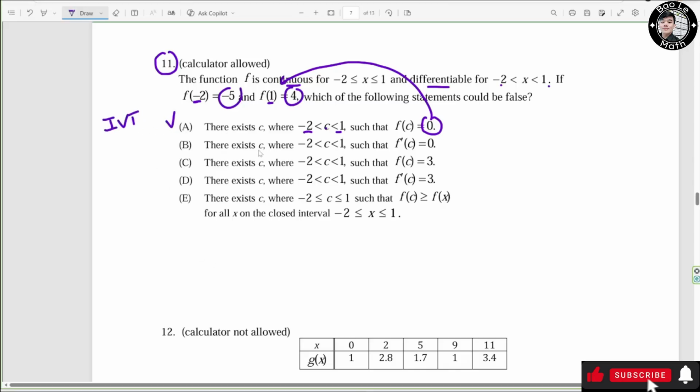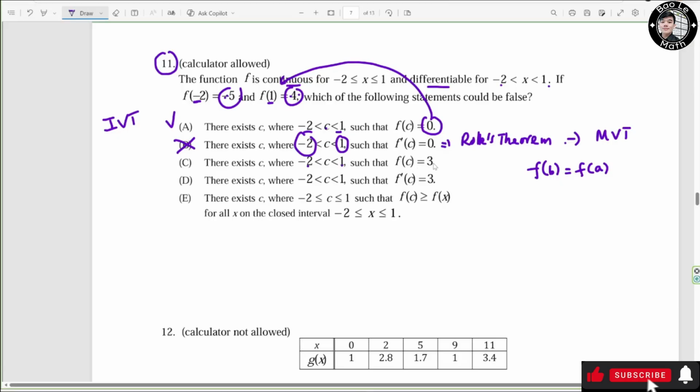Now B, there exists a number c between -2 and 1 such that f prime of c equals 0. This one is the Rolle's theorem, right? Rolle's theorem is the special case of the mean value theorem, where f of b equals f of a, right? Now we look at this one, f of 1 and f of -2 right here, they are not the same. Look, -5 and 4, right? So B is wrong.